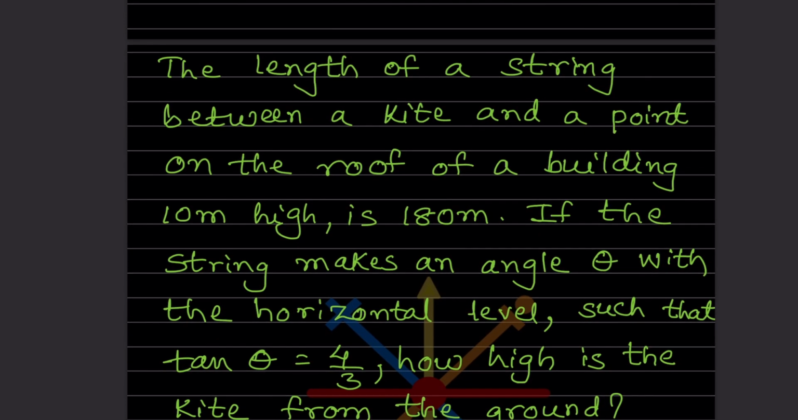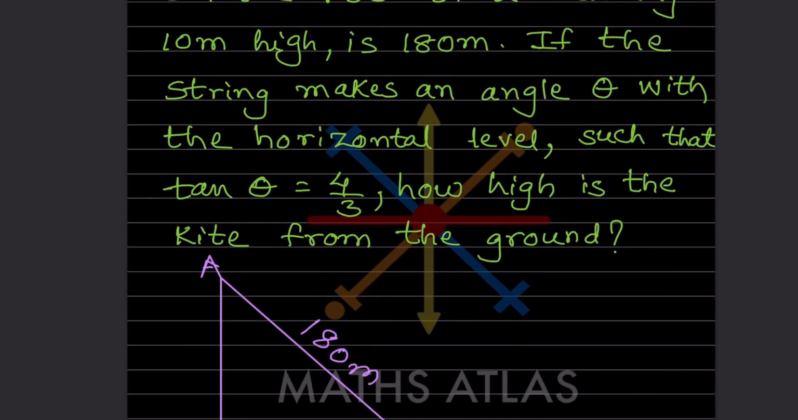Next question: the length of a string between a kite and a point on the roof of a building, which is 10 meters high, is 180 meters. If the string makes an angle theta with the horizontal level such that tan theta is 4 by 3, how high is the kite from the ground?